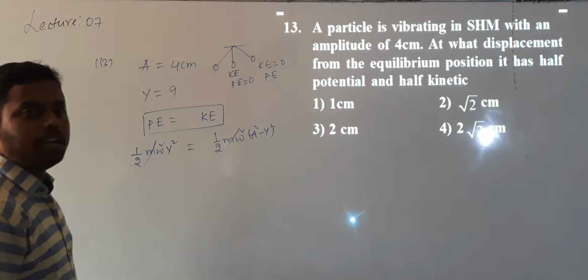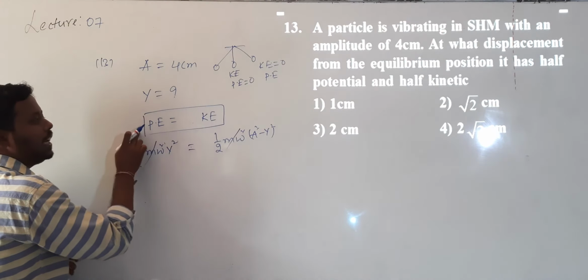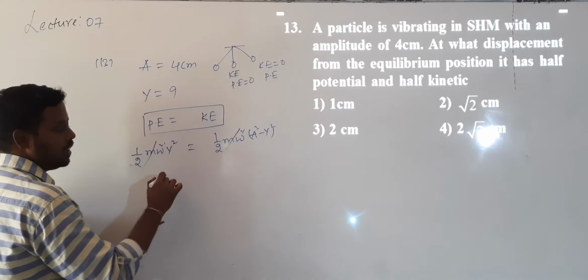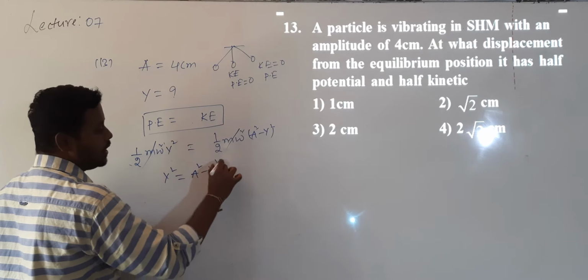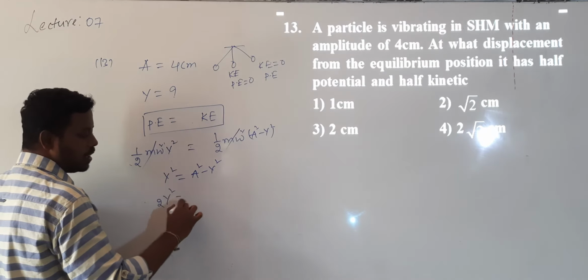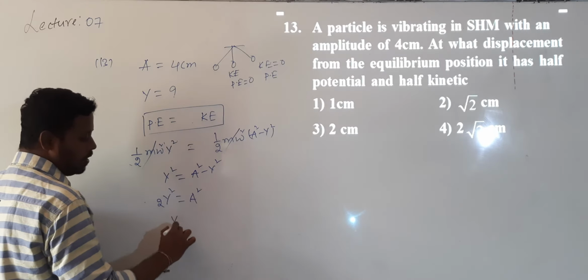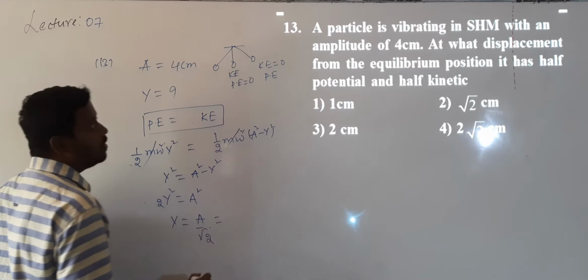They are asking at what displacement the kinetic energy is equal to the potential energy, or half of the kinetic energy is equal to half of the potential energy. So y square is equal to a square minus y square. From this, 2 y square is equal to a square, so y is equal to a by root 2. Correct? So what is the a value?